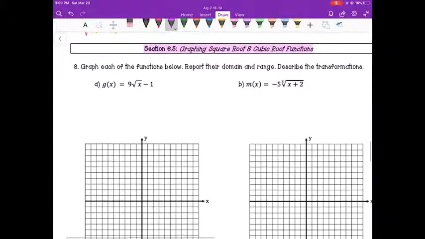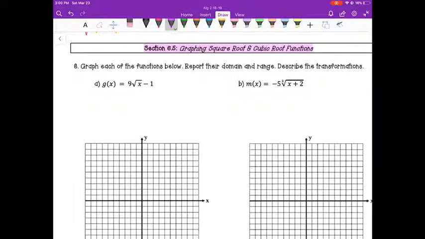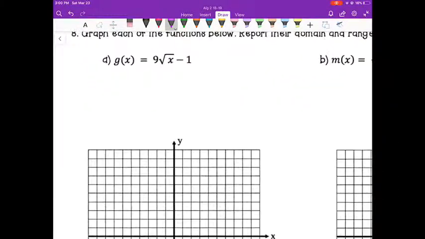Next, section 6.5 is when we graphed cubic root and square root functions and talked about domain and range and transformations. So with problem A, I have a square root function. Our parent points for our square root functions are (0, 0), (1, 1), (4, 2), and (9, 3). You need to know those.